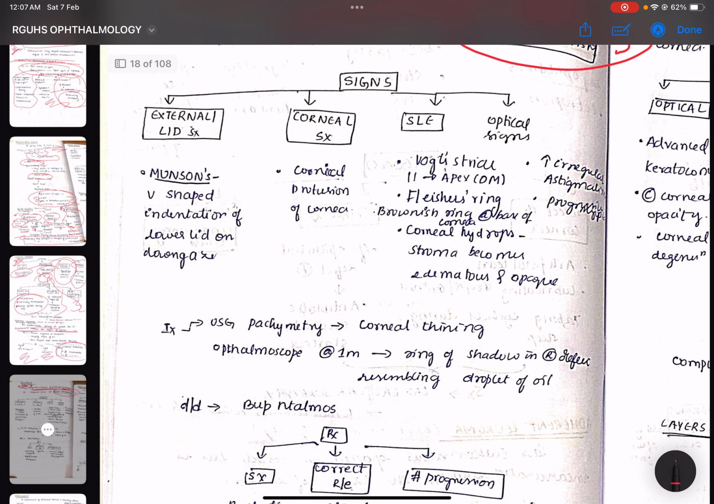Okay, and again, these are the signs. What are the important things which you need to write about? Munson's sign, Vogt's striae and Fleischer's ring. So place it accordingly and come back. That's it.